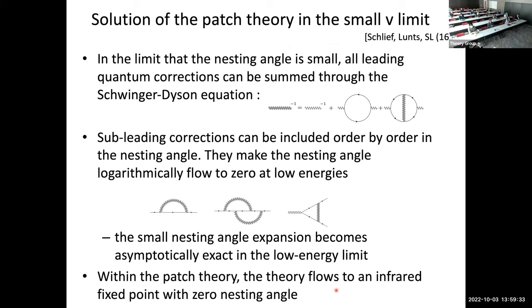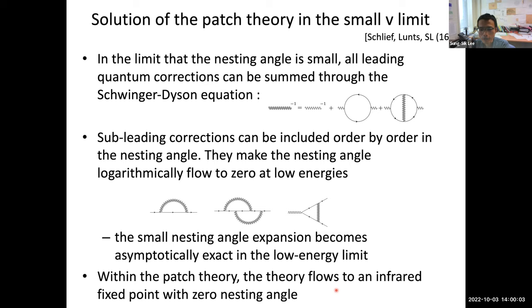So the patch theory predicts that. If you just believe the patch theory, then the prediction is that the theory flows to a stable IR fixed point with the zero nesting angle. Okay. So maybe my question is, are you claiming that the curvature of the Fermi surface is going to be normalized or not?